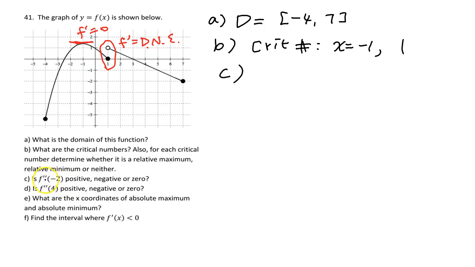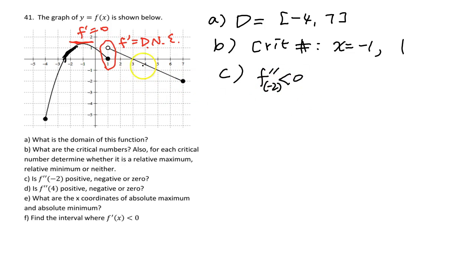C. Is f double prime of -2 positive, negative, or 0? So let's go to -2. We're looking at this portion. Is this concave up or down? It's like something is pushing from below, so it's concave down. If it's concave down, f double prime is less than 0. So f double prime of -2 is less than 0.